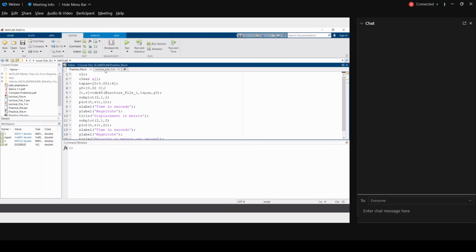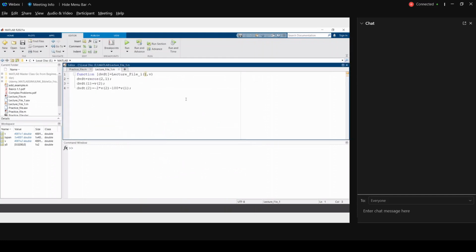Sir, I calculated the constants in the copy, and then put the values, sir. So now what do we do? Put the value of the constants in the function file, and then code it. Okay, sir. Yeah, so you understood. Okay.